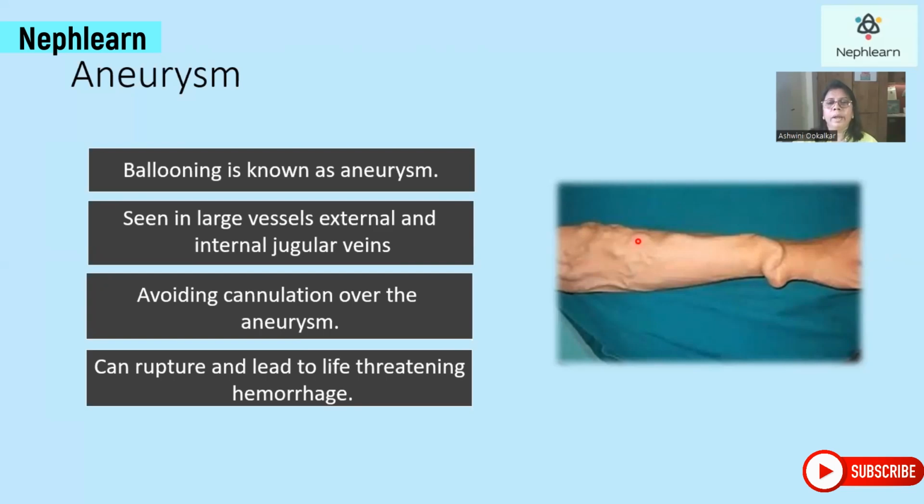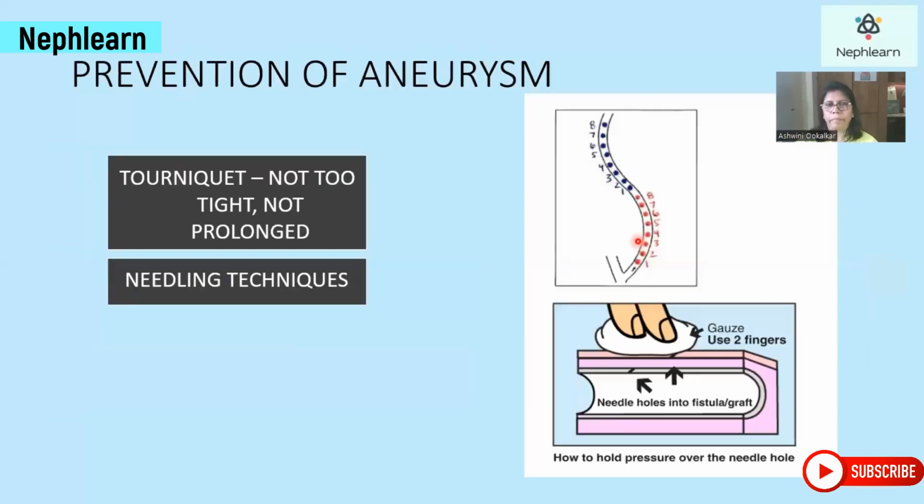How can we avoid an aneurysm? Well, the simplest way is to use a rope ladder pattern of needling or a rotating site pattern. And the second is to avoid a tourniquet at all. We can just use a gauze piece, apply pressure for about 10 minutes after removal of the needles, after closure of dialysis, and the bleeding will stop.